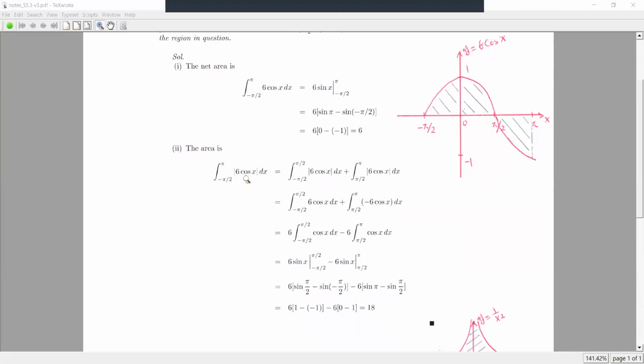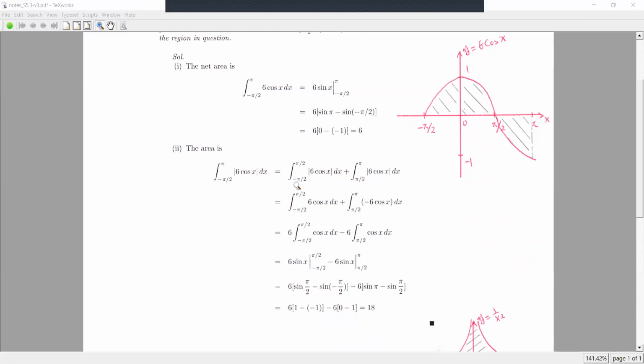The absolute value of 6 times cosine. This is total area. Because the function now has an absolute value, to compute this integral, we need to remove the absolute value. Otherwise, we cannot compute the integral. Now, to remove the absolute value, let me split this integral. Integral is area. This integral is from negative pi over 2 to pi. Let me split it into a sum of 2 integrals.